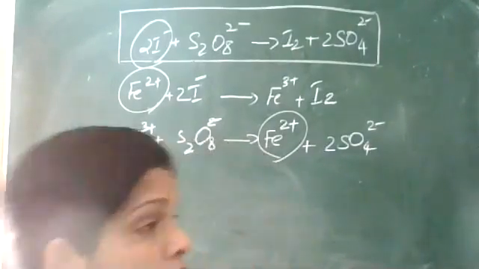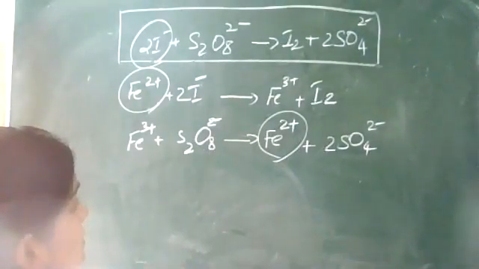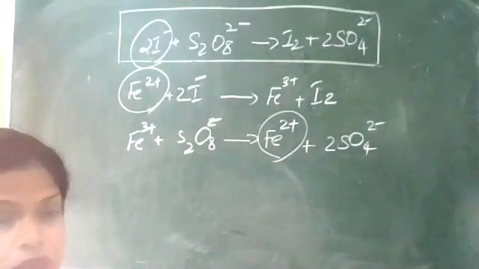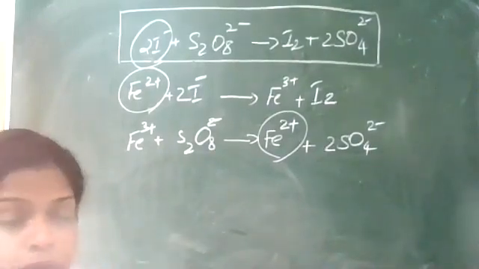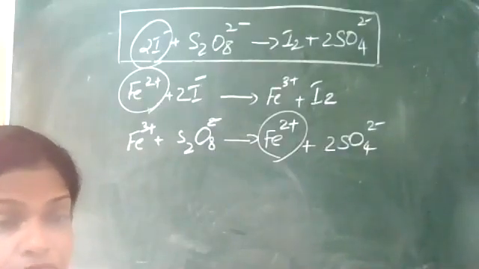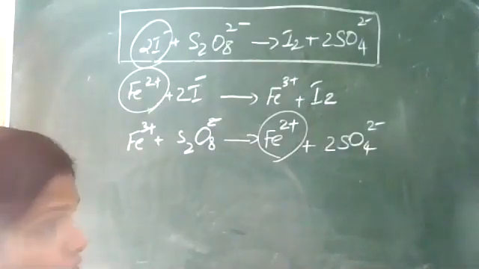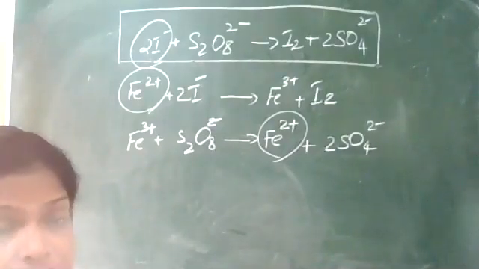So you can ask, why is this transition element or d block element acting as a catalyst? Because they can show variable valency. Not only that, they are solids, so they can give surface area. This catalyst will reduce the activation energy.